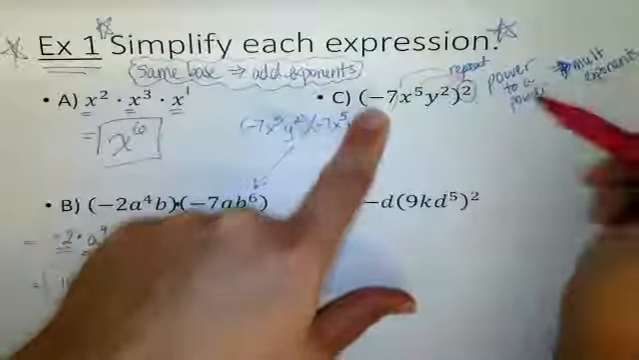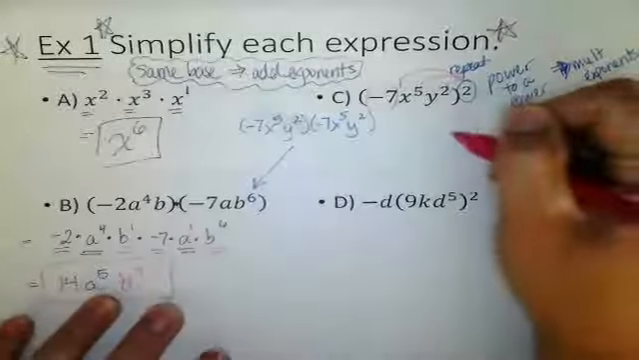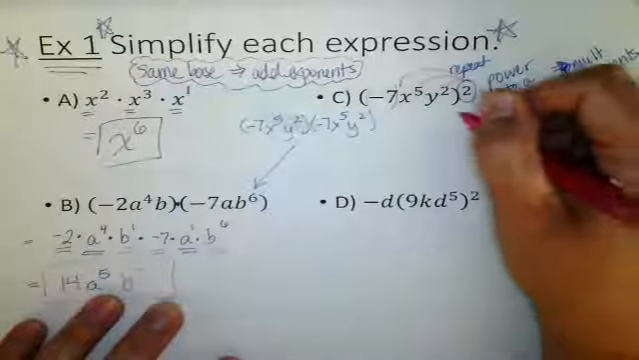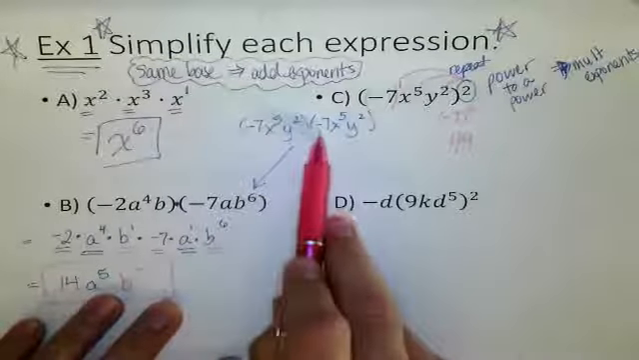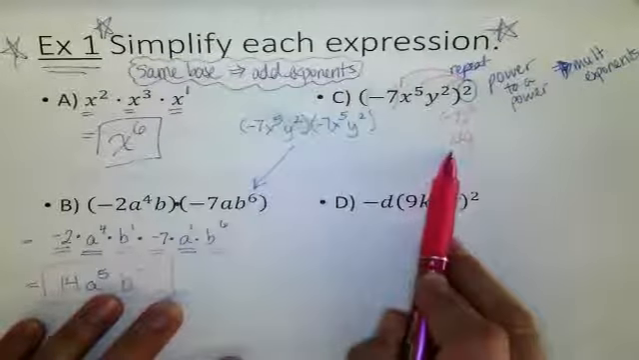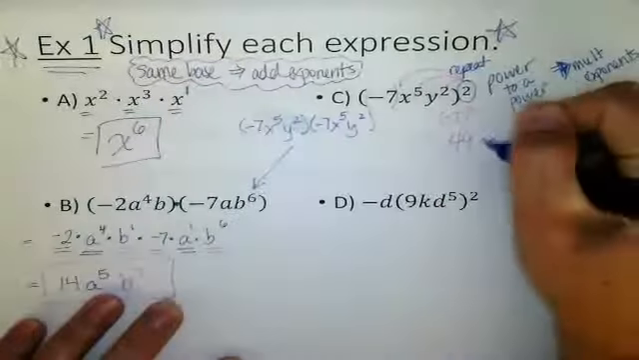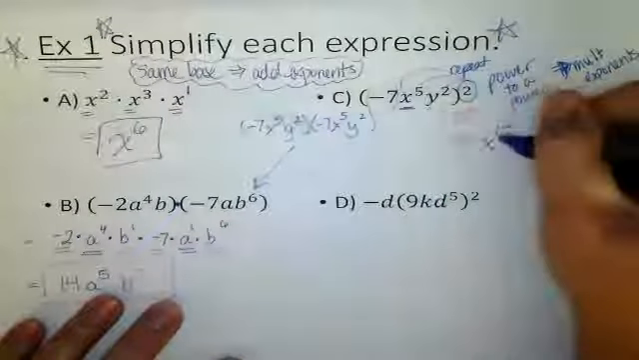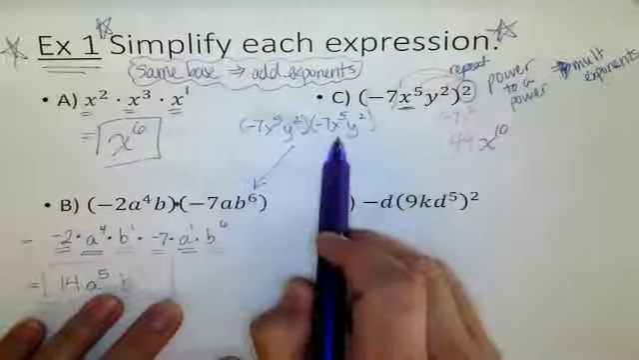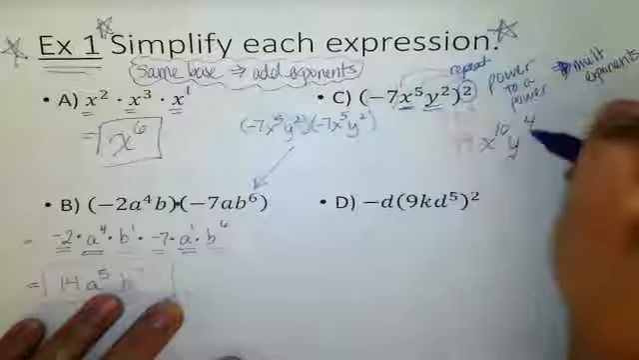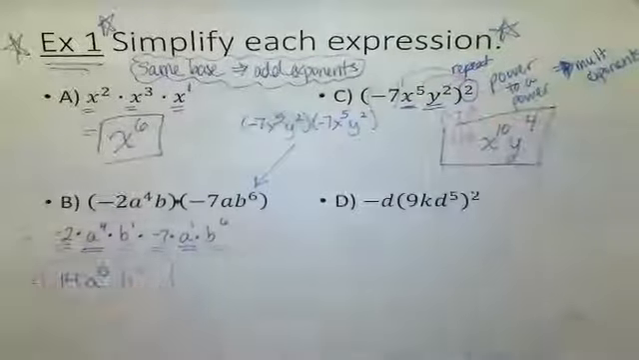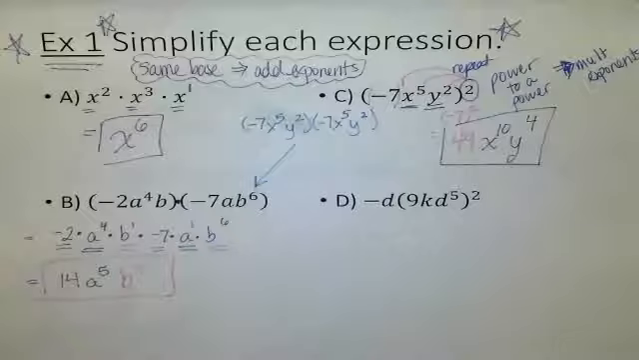And so that would give me, what is negative 7 quantity squared? It becomes positive 49. Negative 7 times negative 7 gives me positive 49. Then we would get x to what power? X to the 10th. Again, x to the 5th and x to the 5th gives me x to the 10th. And then y to what power? The 4th, okay? So a couple different ways to do it. I don't care which way. Lots of ways.